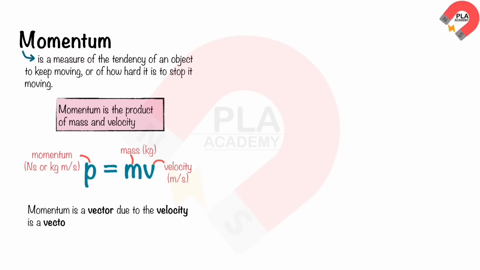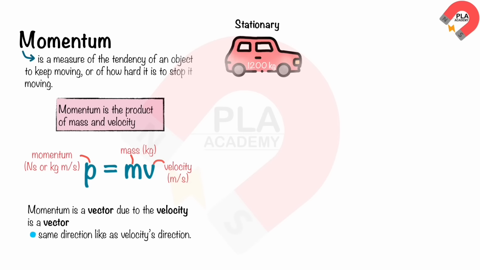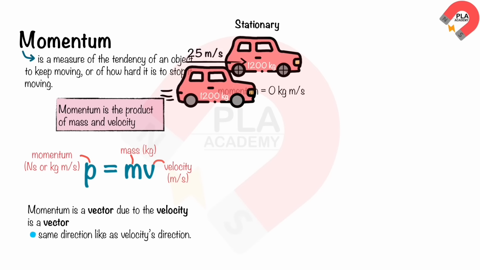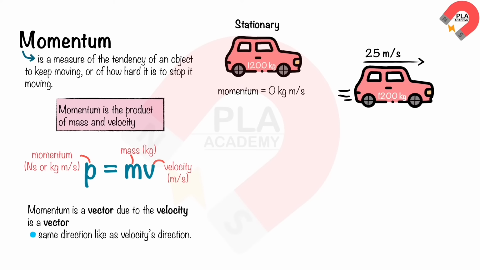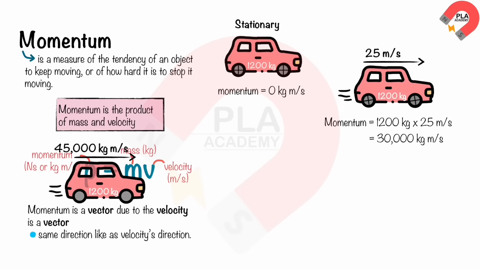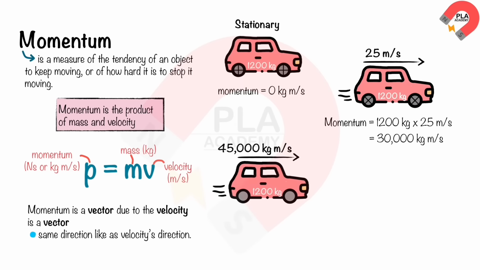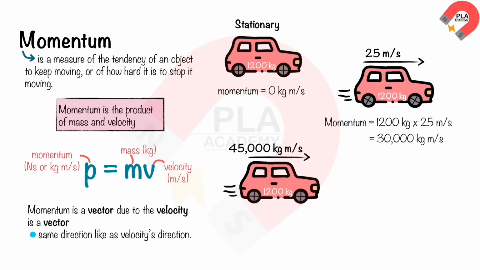Momentum is a vector quantity because velocity is a vector, so the direction of momentum is the same as the direction of velocity. For example, a 1,200 kilogram car is stationary, so its momentum is 0. This is because its velocity is 0. When this car is moving at 25 meters per second, its momentum is 1,200 times 25, which is equal to 30,000 kilogram meters per second.